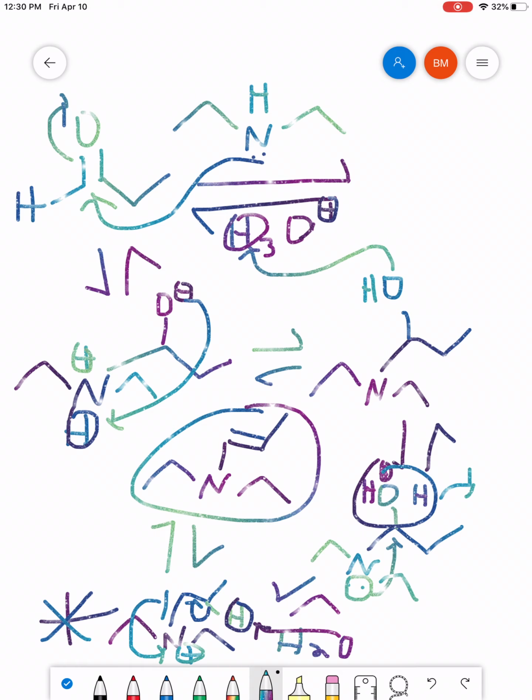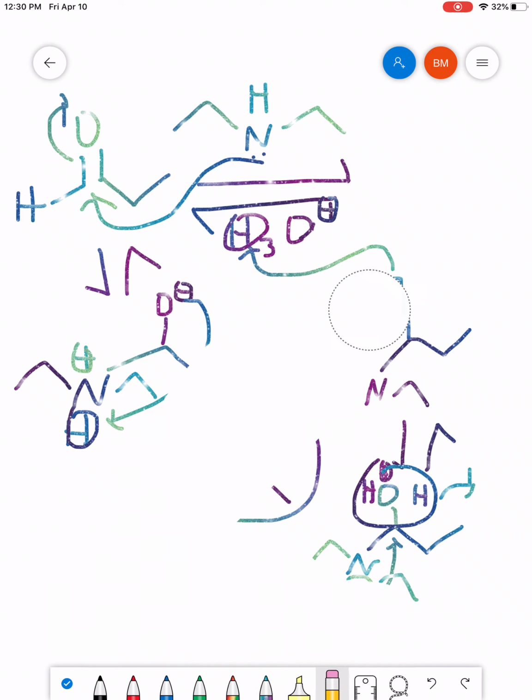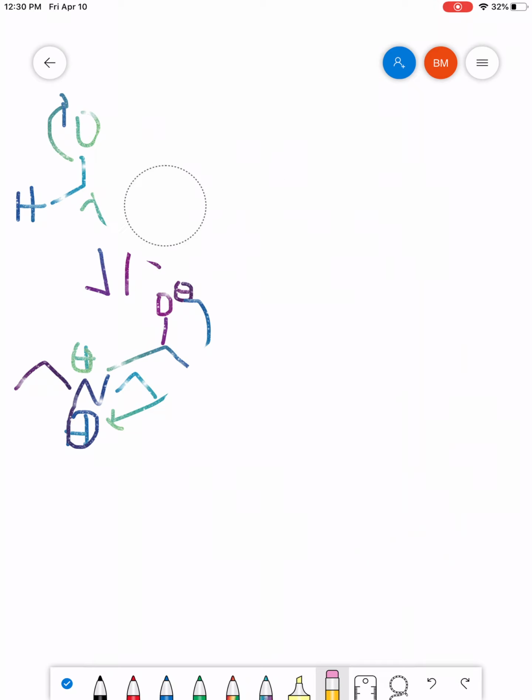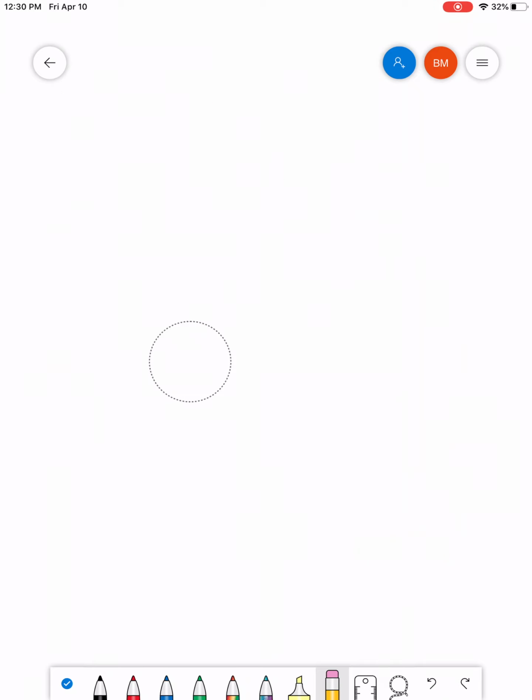All right, let me show you another one. Hopefully I'll be able to manage the screen a little bit better on this one. Almost ran out of room that time. All right. Let's do this with acetone.